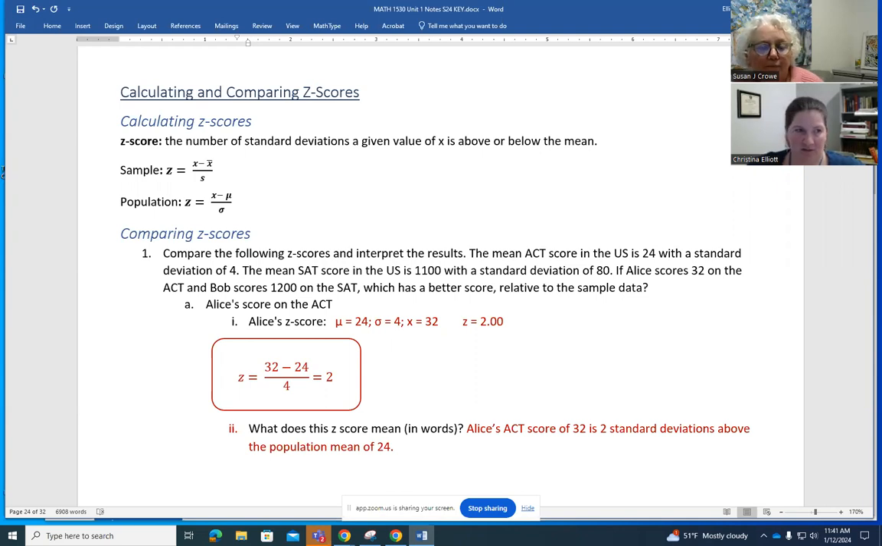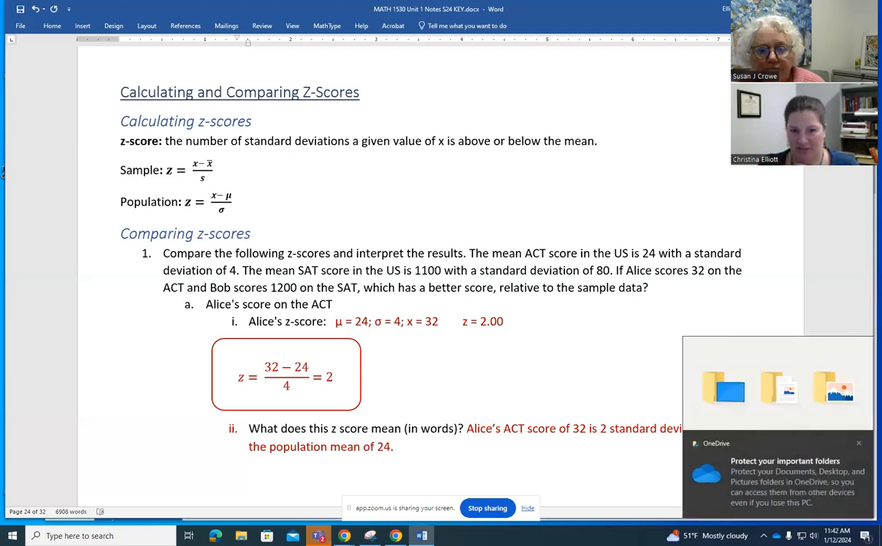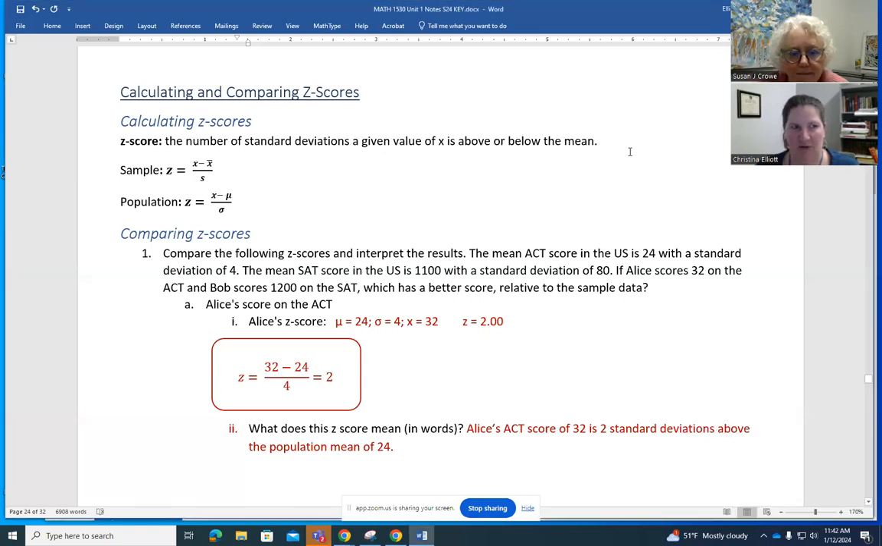It's a good way to standardize scores so that you can compare apples and oranges. A z-score is the number of standard deviations that a given value is above or below the mean. A positive z-score means that my value is above the mean, or higher than average. A negative z-score means that my data value is below the mean, or below average. And the z-score for the mean is 0.